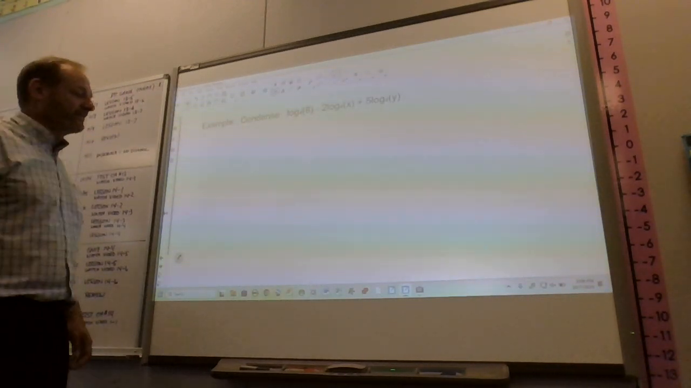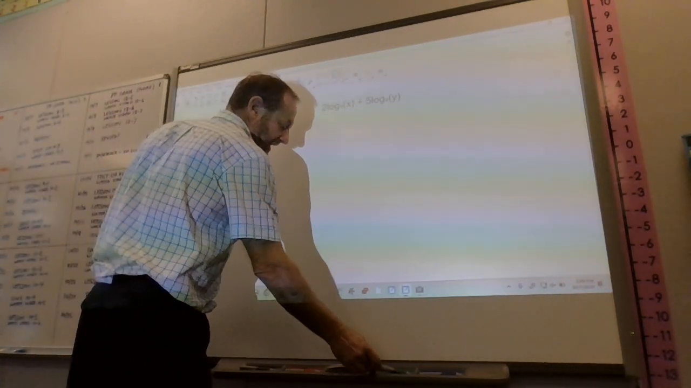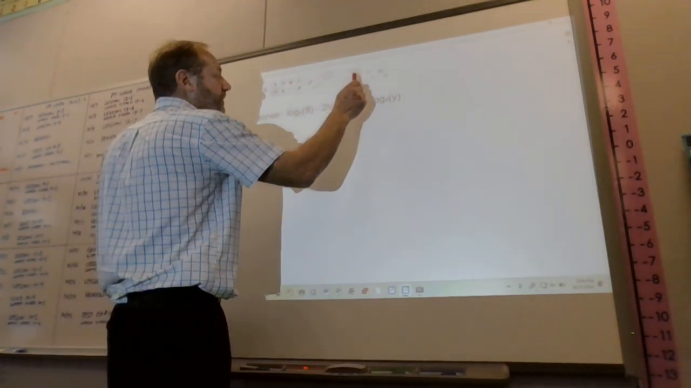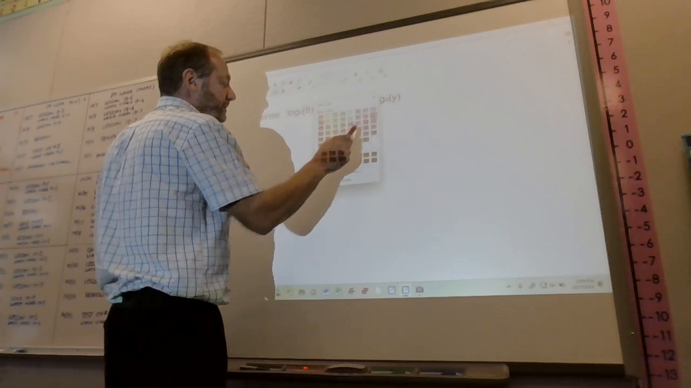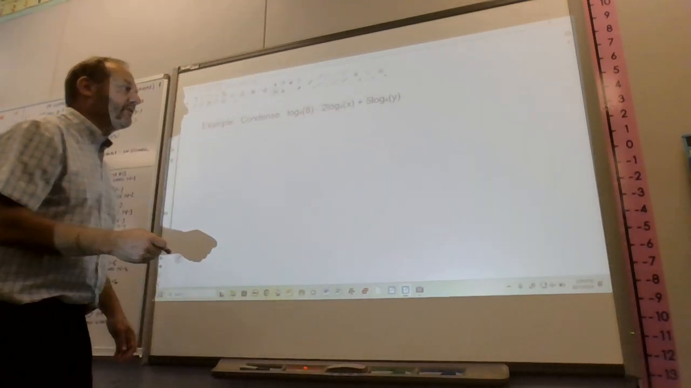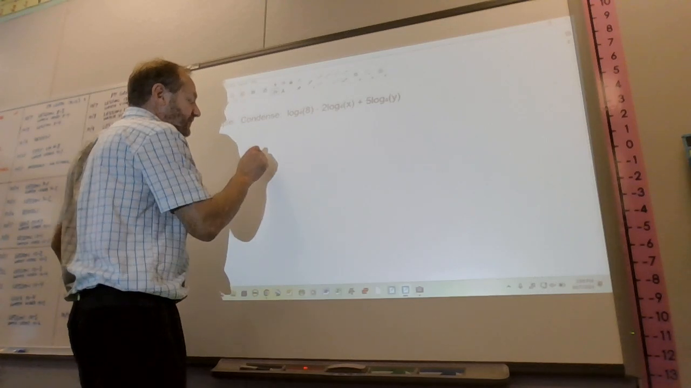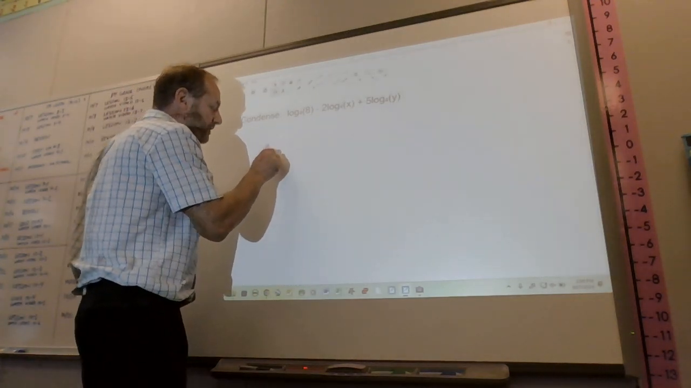Okay, condense this. The log base 4 of 8 minus the log base 4 of x plus 5 times the log base 4 of y. Okay, so this is going to be all log base 4.